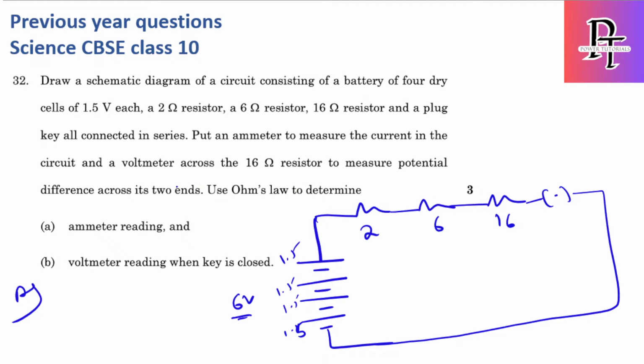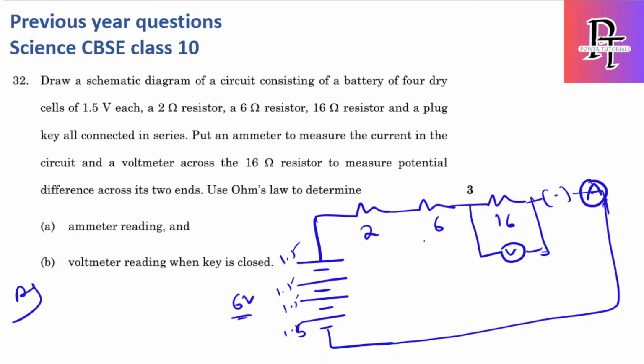And anything else? Put an ammeter to measure the current, and a voltmeter for the voltage across 16. We have 2 meters, voltmeter and ammeter. The voltmeter is present here across the 16, and the ammeter should be in series, so I'm writing the ammeter here. Ammeter should always be in series, whereas voltmeter should always be in parallel. Now let's solve the question.